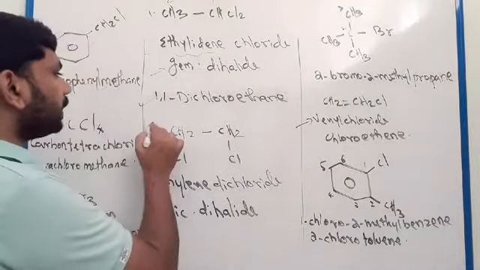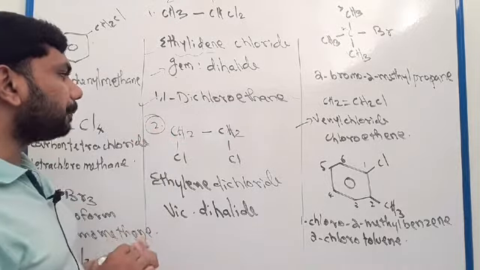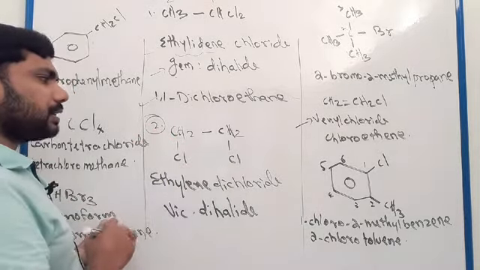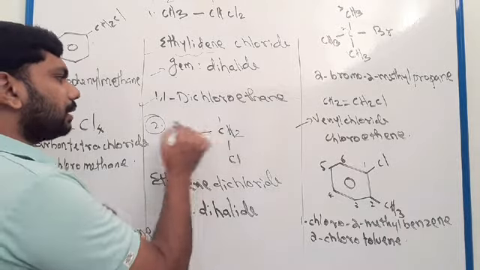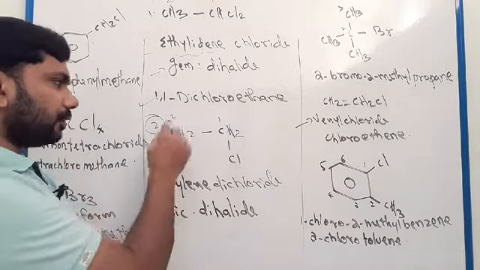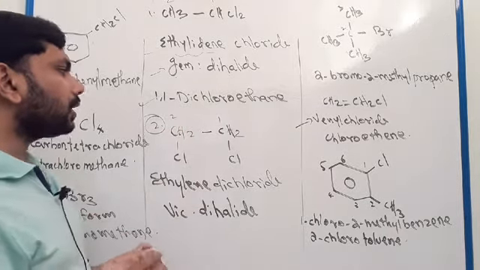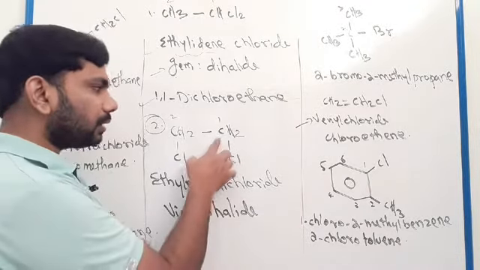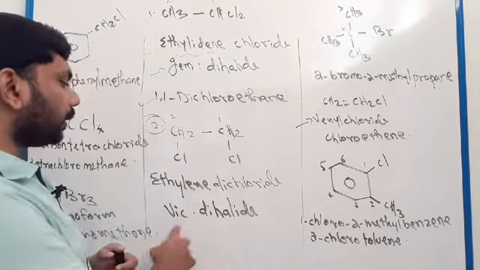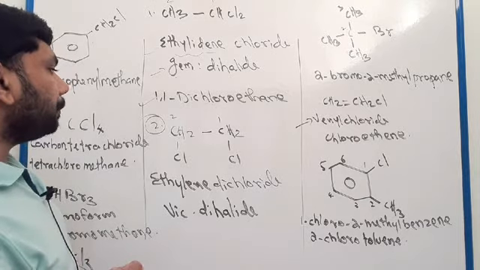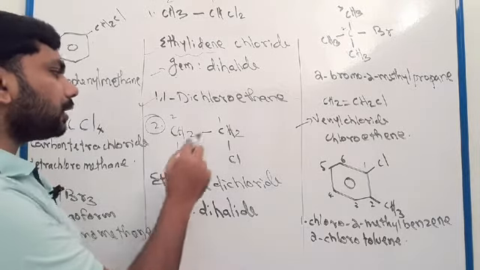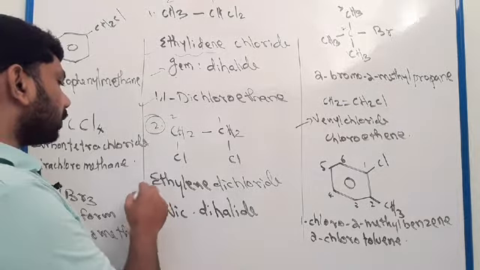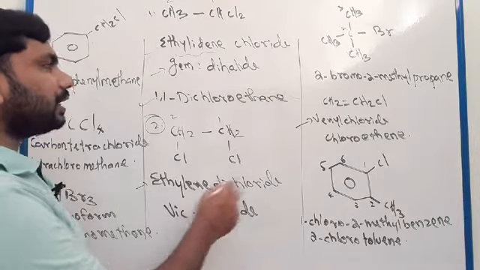Clear? This is the second molecule here. Look here, two chlorine atoms. Here this is the first carbon, second carbon. Okay, so 1,2-dichloroethane. This is the IUPAC name. Okay, 1,2-dichloroethane. This is its common name, ethylene dichloride.